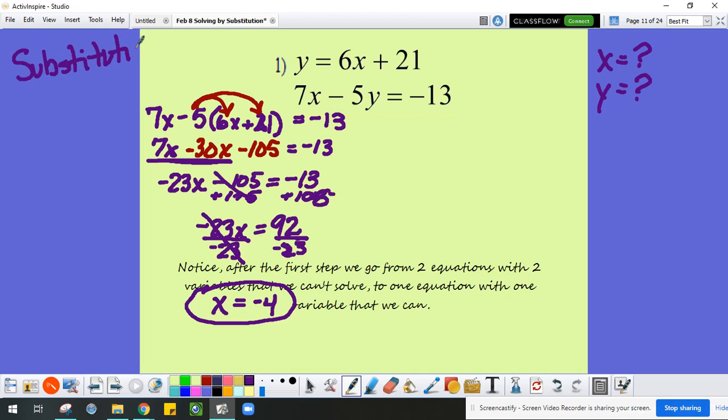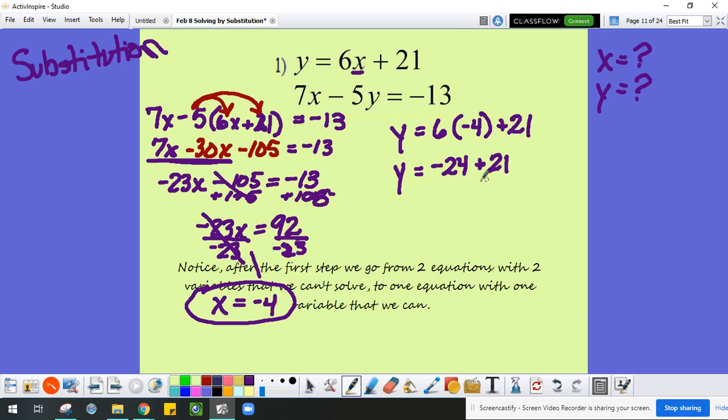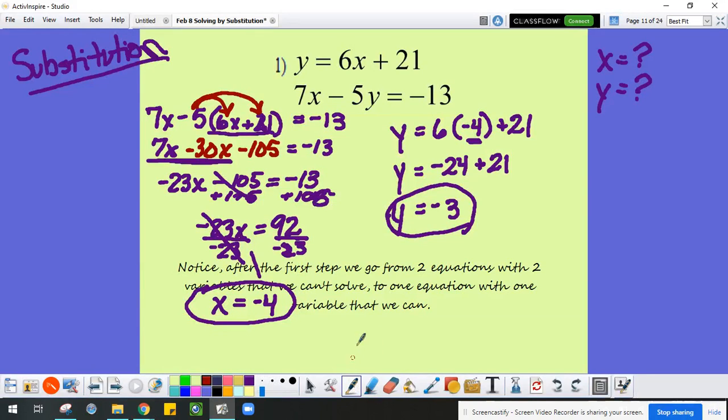I just did substitute. Right here, I put 6x plus 21 in the place of y. But I'm going to substitute now negative 4 back up here in the place of x. So y equals 6 times negative 4 plus 21. Y equals negative 24 plus 21. Y equals negative 3. So my solution, x and y, in order in the ordered pair, negative 4, negative 3, x, y. Don't forget, you can check your work.